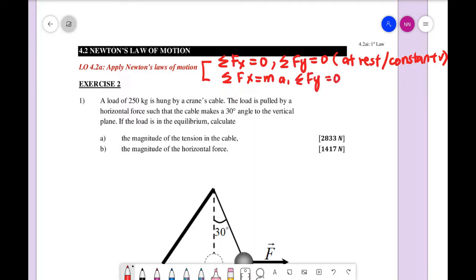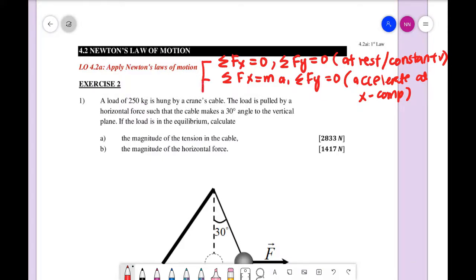Okay. And then satu lagi kemungkinan kamu akan apply net force x equals to ma dan net force y equals to 0. Keadaan ni berlaku bila objek move with acceleration a, they accelerate at x component. Dia hanya accelerate pada x component, tapi pada y component dia bergerak dengan constant speed ataupun dia tak bergerak langsung, dia in equilibrium. Jadi dia hanya ada acceleration pada komponen x.